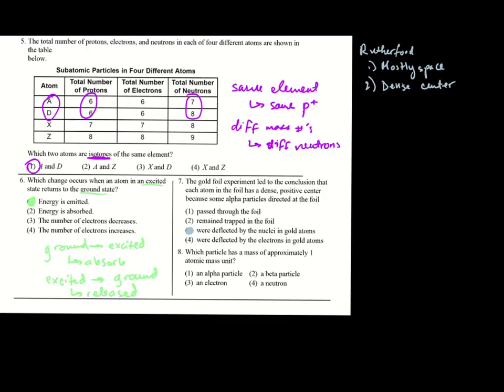Number 8. Which particle has a mass of approximately 1 atomic mass unit? So we're looking at each of our choices. We didn't learn about a beta particle yet. We didn't even learn about an alpha particle either. But we did learn about electrons and neutrons. Electrons have negligible mass. We ignore its mass, too small. But the neutron we did talk about with the proton. And as the question asks, it does have a mass of 1 AMU, 1 atomic mass unit. And that's the same for a proton also.